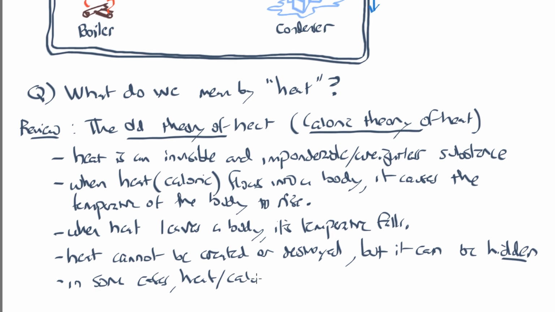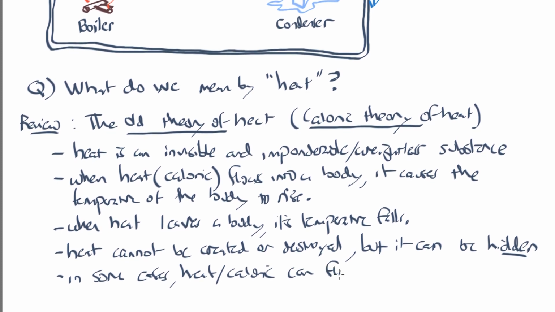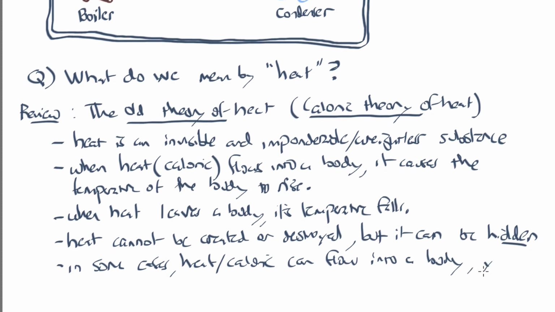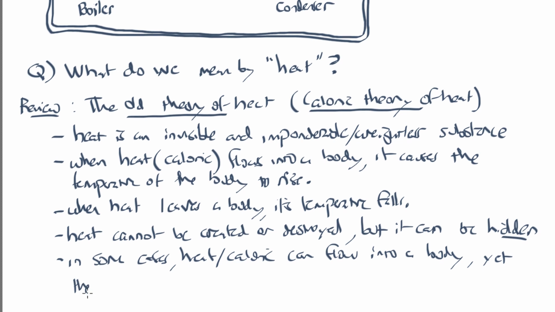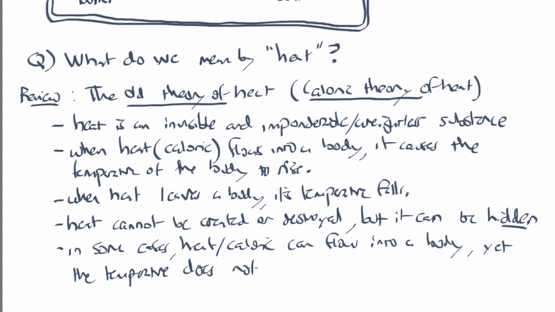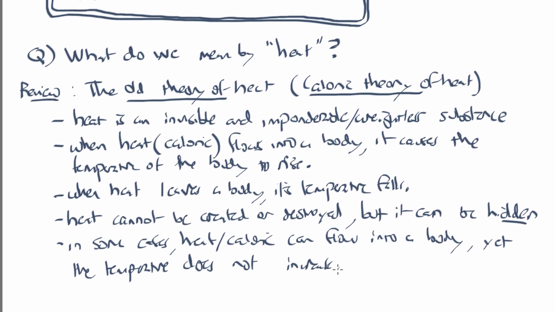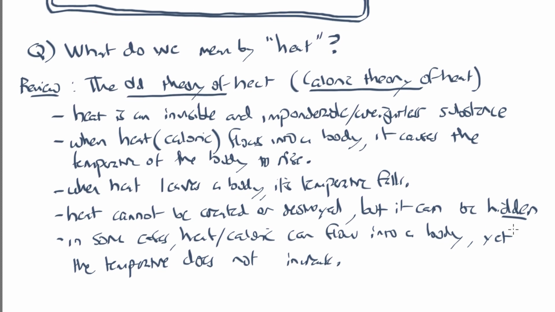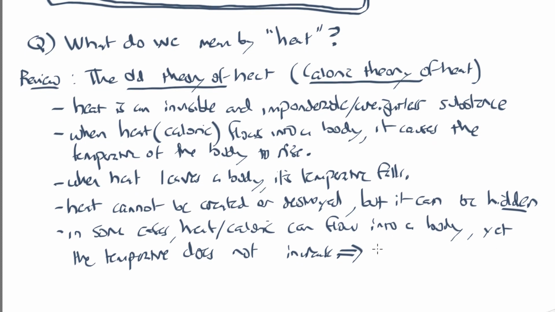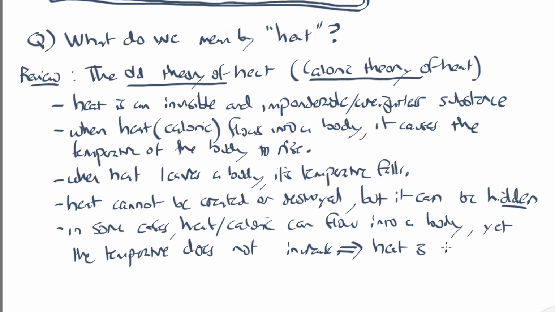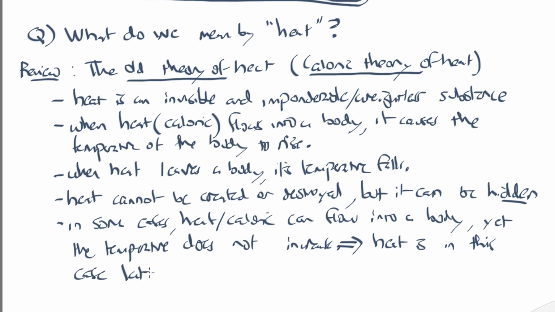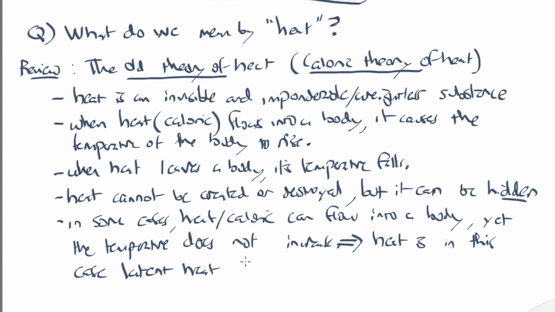Heat, or caloric, can flow into a body, yet the temperature does not rise, or the temperature does not increase. In that case, the heat that flowed into it is said to be latent or hidden heat. The heat is, in this case, latent heat or hidden heat.